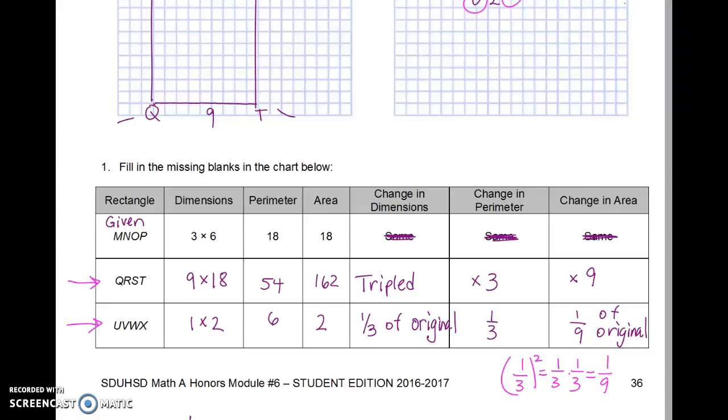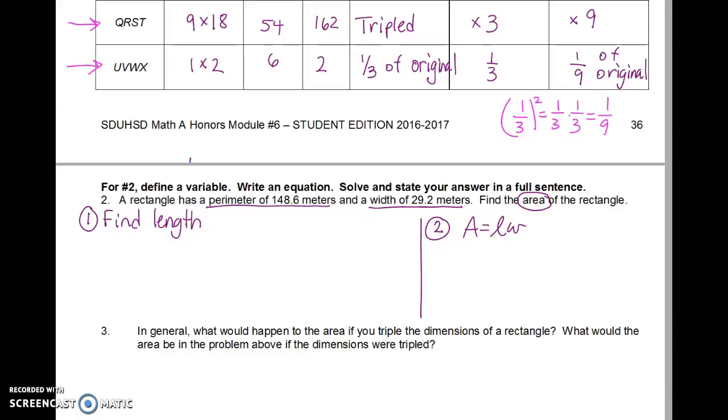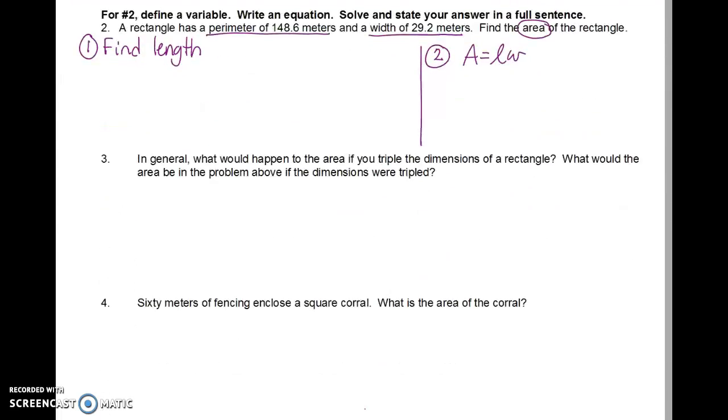Okay, do not turn the page, just watch me on this next one. I want to make sure that you pay attention to what I want you to pay attention to, so no turning the page. We are on the next page. It says define a variable, write an equation, solve, and state your answer in a full sentence. And this is not just for number 2, this is for numbers 2, 4, and 6.